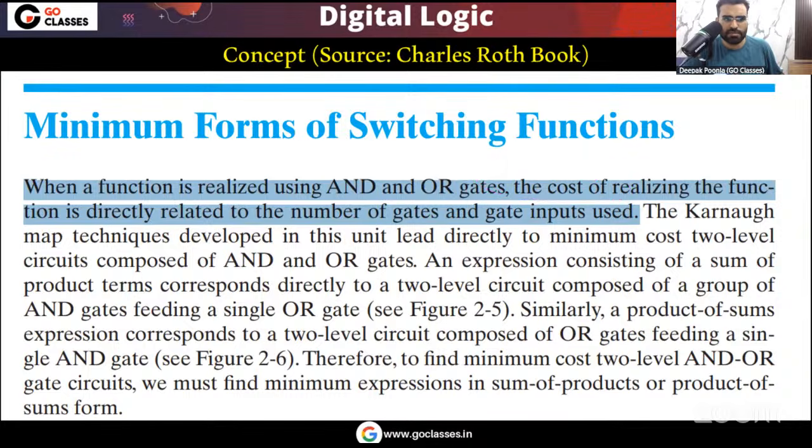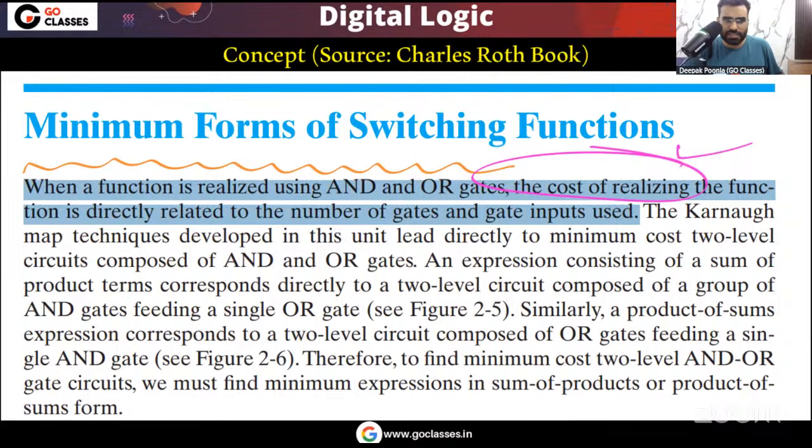So let's see what this says. When a function is realized using AND-OR gates, meaning when a function is in SOP form or POS form, what is the cost of realization? The cost of realization is the summation of the number of logic gates and the number of gate inputs. This is the answer.